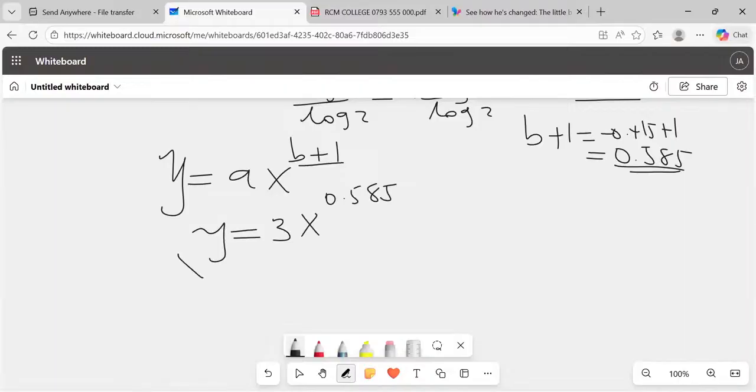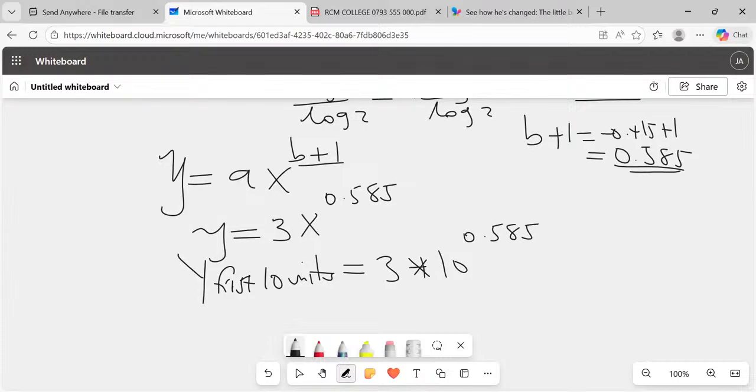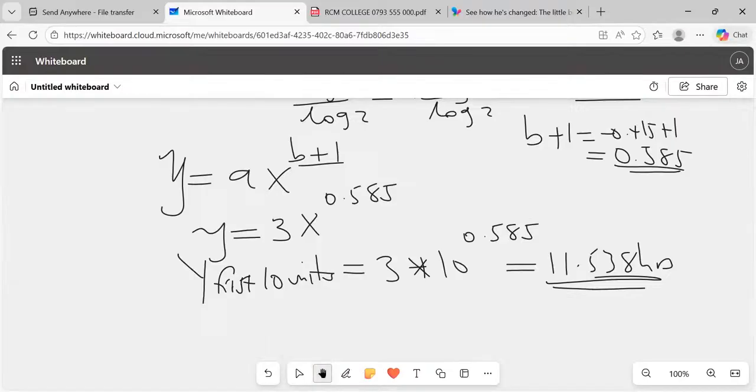They want me to give them Y for the first 10 units, so my X is 10. This will be equal to 3 times 10 raised to 0.585, which ends up giving me 11 point something, which is 11.538 hours. Thank you so much. This one, you got it on your own.